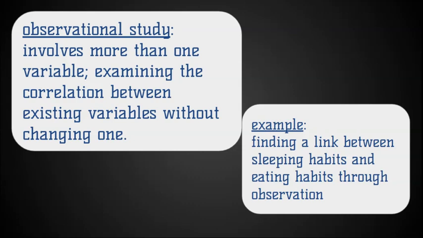So if you just want to find a link between something, so example, finding a link between sleeping habits and eating habits through observation, you are going to look at multiple variables, usually 2. You're not going to change one, and then you're just going to examine the behavior of both of the variables at the same time to see if there's a correlation possible.